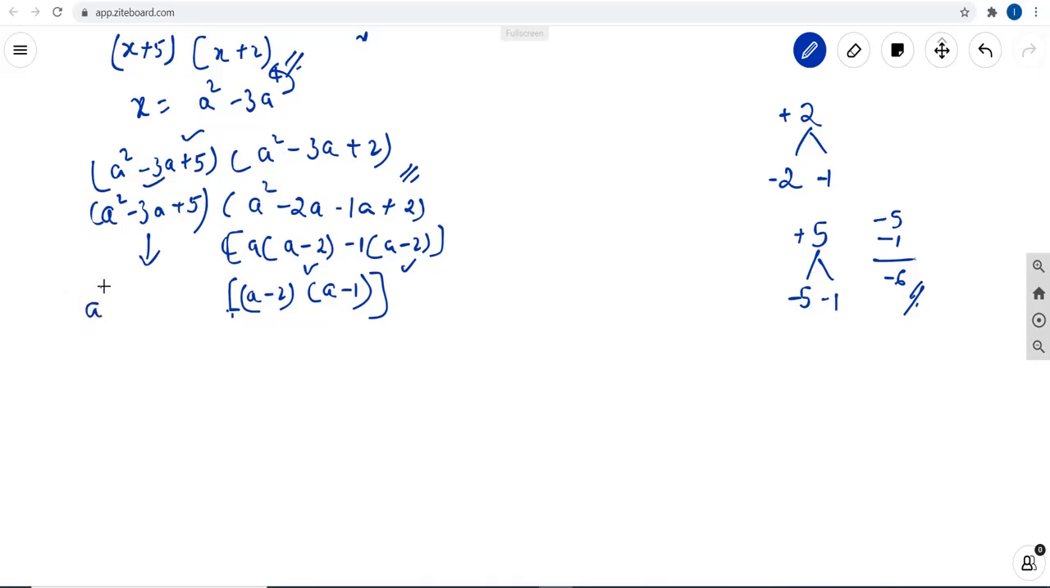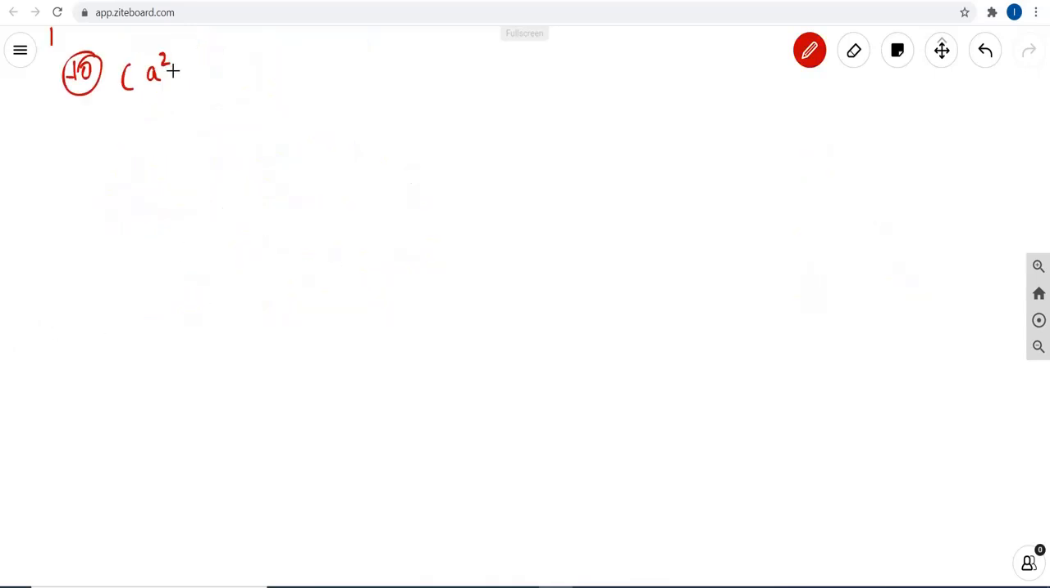So this is a square minus 3a plus 5. Okay, this is the solution for problem number 9. Okay, so we'll go for the next problem, that is problem number 10. It is given as a square minus a, open the bracket, 4a square minus 4a minus 5, minus 6.